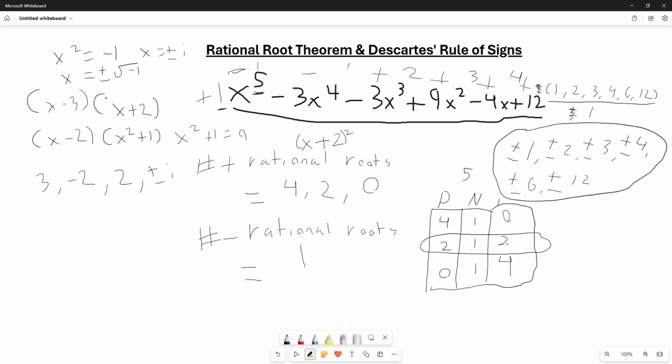So that checks out. Now, these are the possible rational roots that it can be, according to the rational root theorem. So it could be 3. Bam, right there, we got that. It could be negative 2. Bam, right there, we got that. And it could be positive 2. Bam, right there, we got that. So this checks out as well. So that is essentially what the rational root theorem and Descartes' rule of signs says.